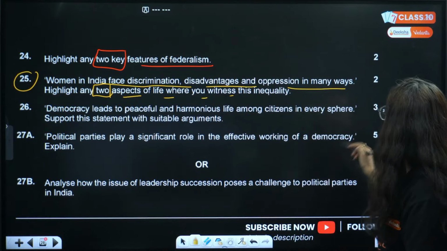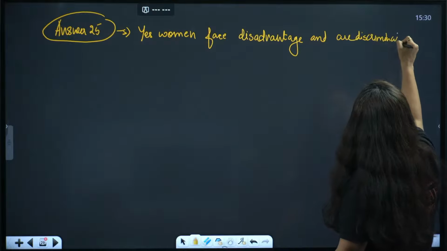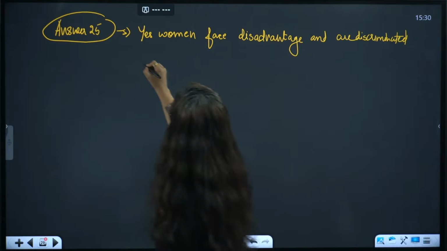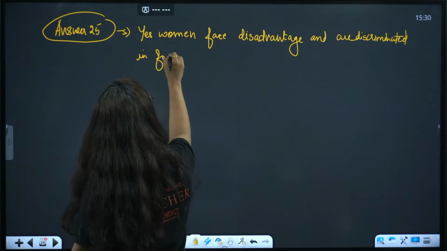Women face disadvantage and are discriminated. How? They are discriminated in the following ways. Fine. So what are the ways they are being discriminated? I'll discuss all 5 points, but you write only how many points? 2 points for a 2 marker, 3 points for a 3 marker, 5 points for a 5 marker.